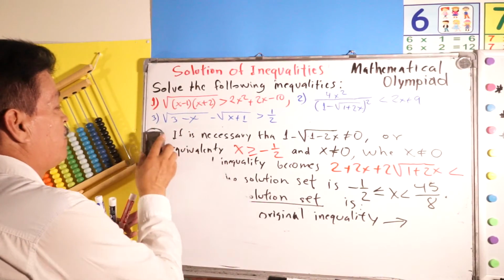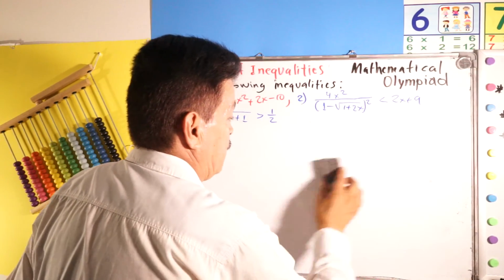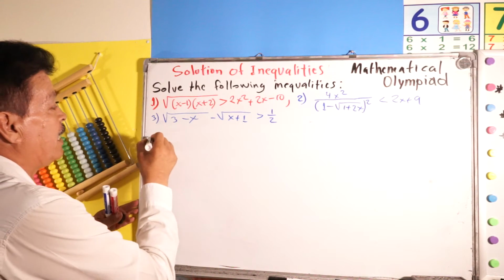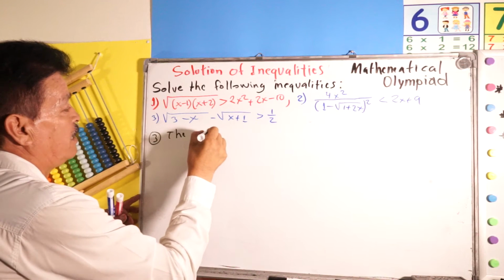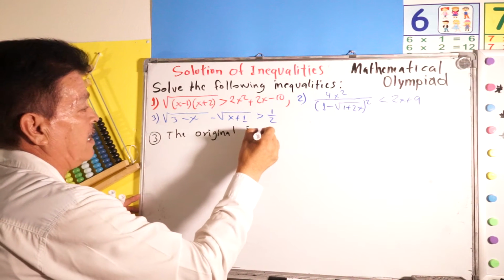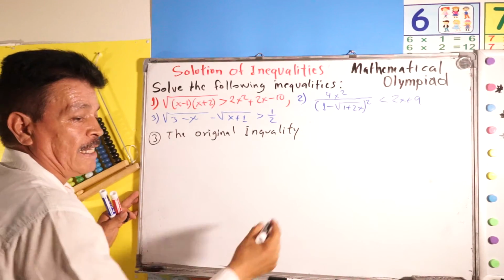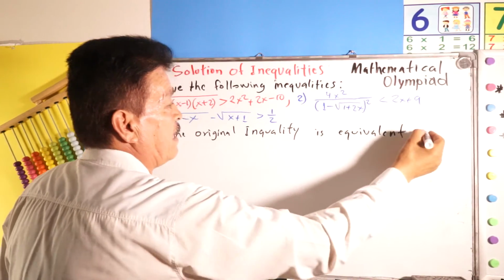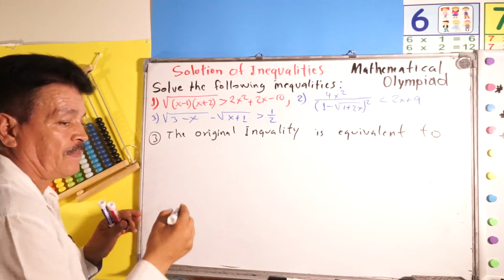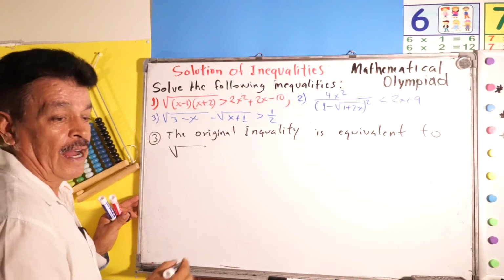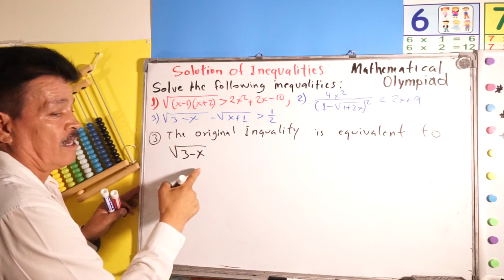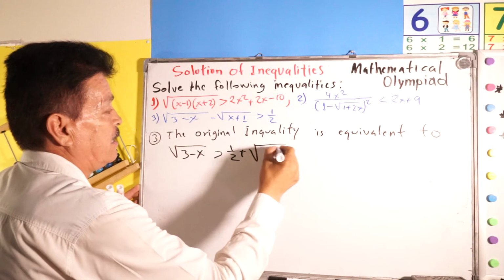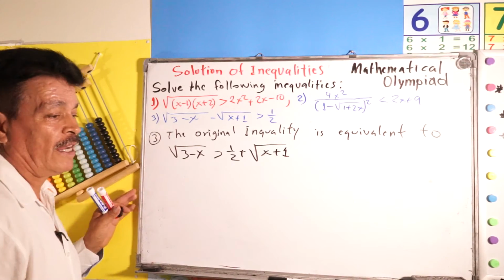Let's go to number 3. Remember, you need a challenge in this kind of problem of Mathematics Olympiad. Number 3, the original inequality is equivalent to the square root of 3 minus x greater than 1/2 plus the square root of x plus 1.